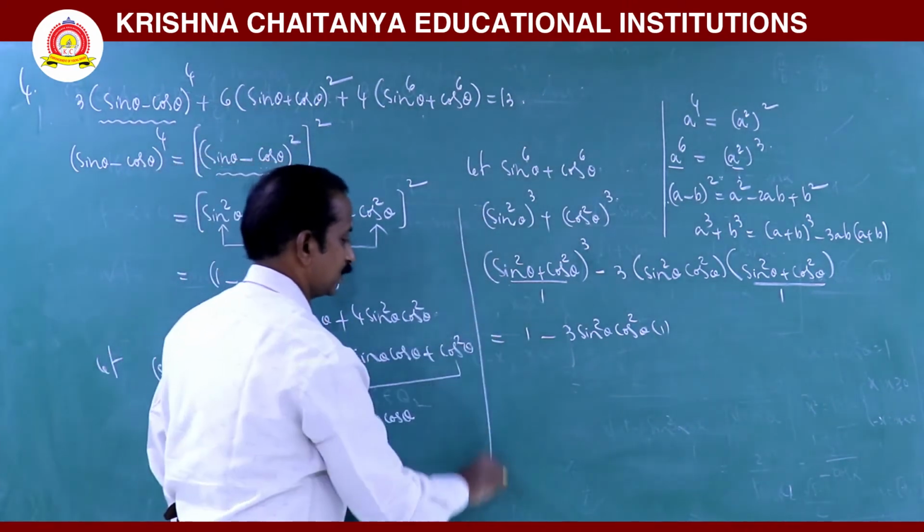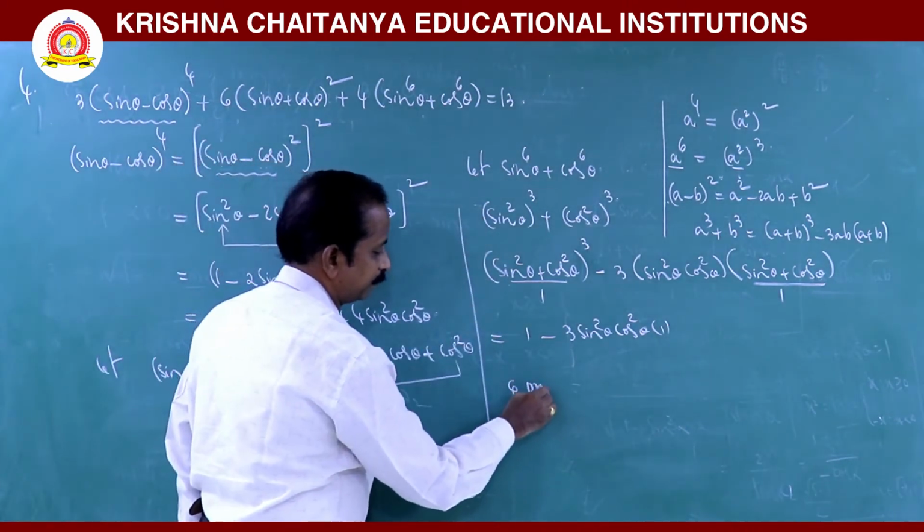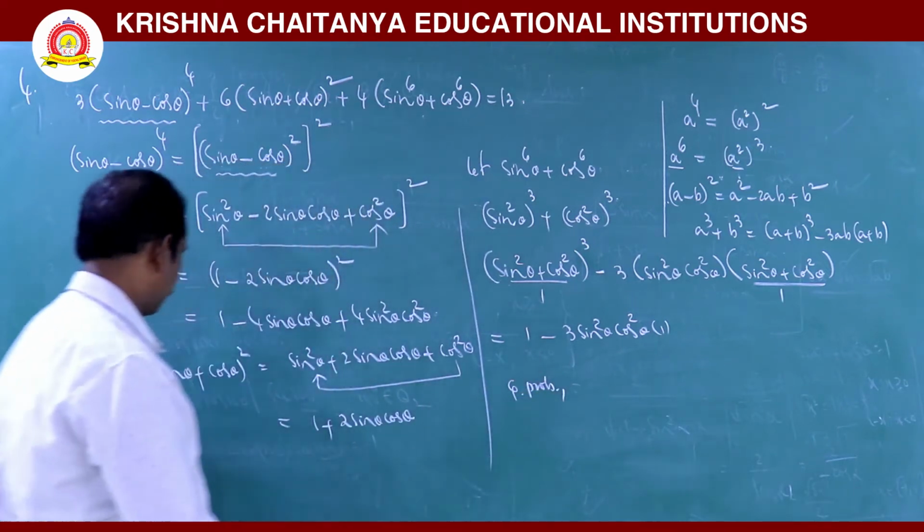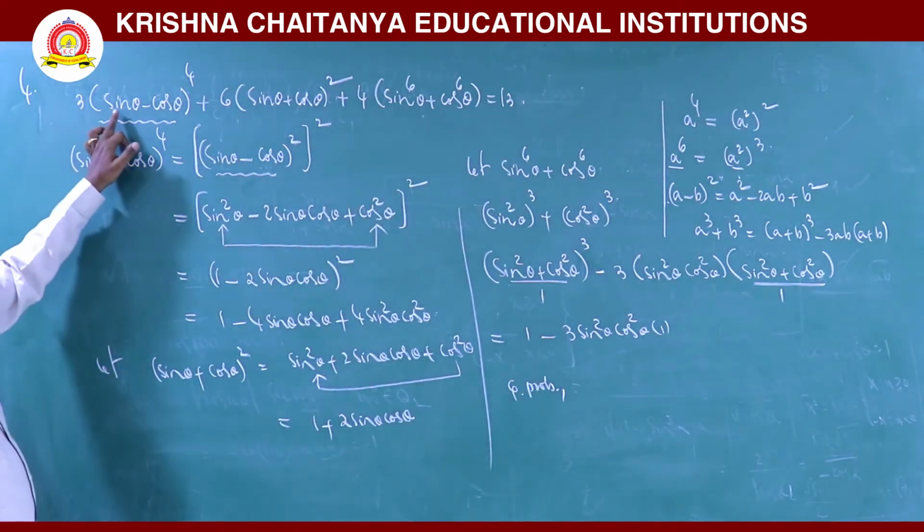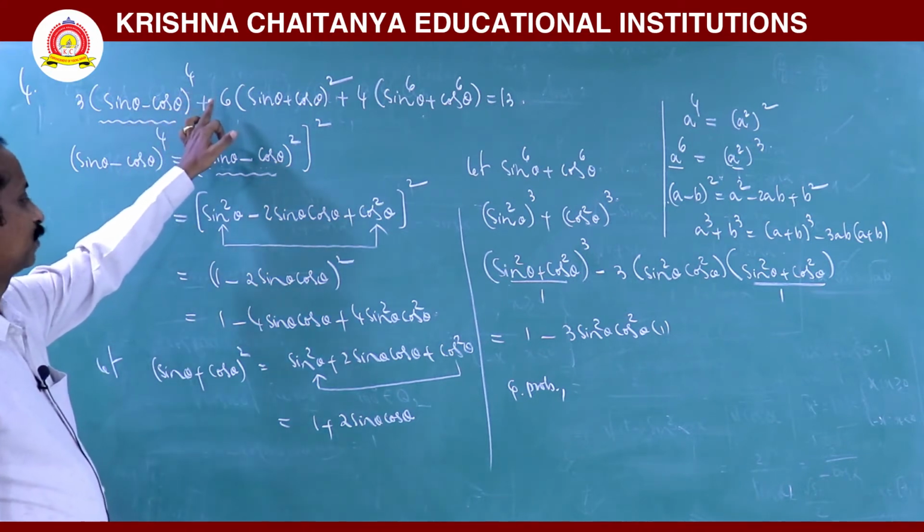So therefore the required problem: the given problem is nothing but 3 times (sin theta minus cos theta) whole to the power of 4.